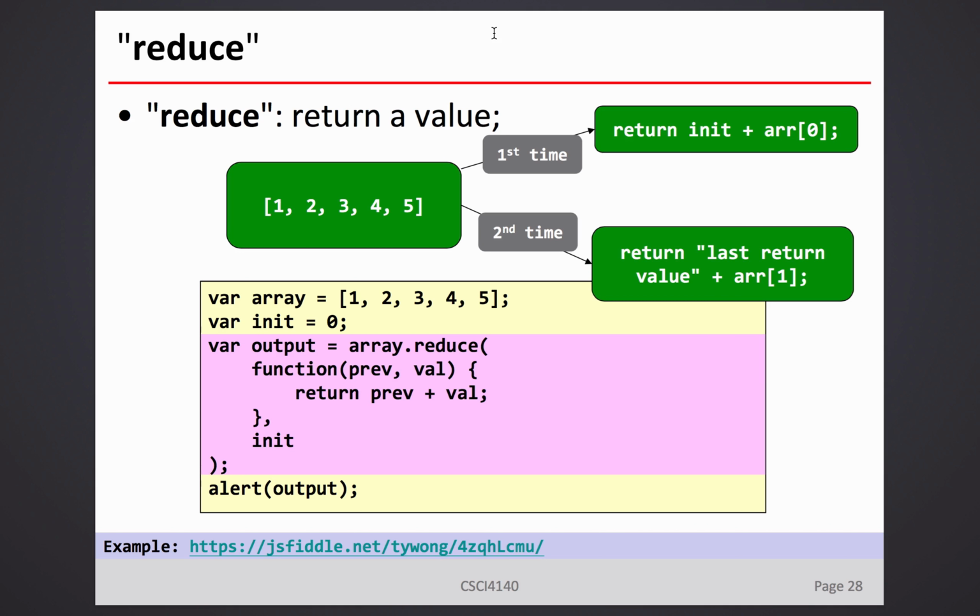The return value will become the previous value for the next call. So you will ship the new aggregated value to the next call. If you don't have a previous call because you're the first one, then the previous will be the init value here. So let's say you want to write a function called sum. You want to sum up something, but use reduce. How to use it? Very simple.